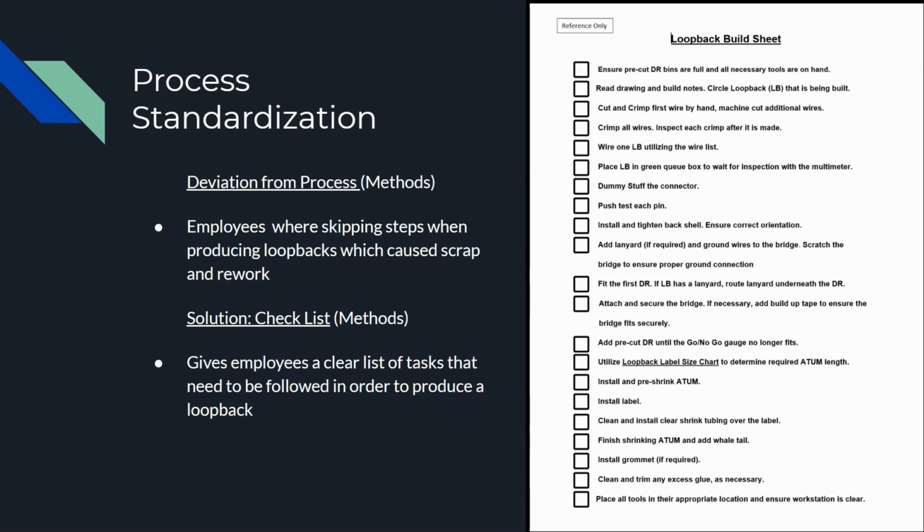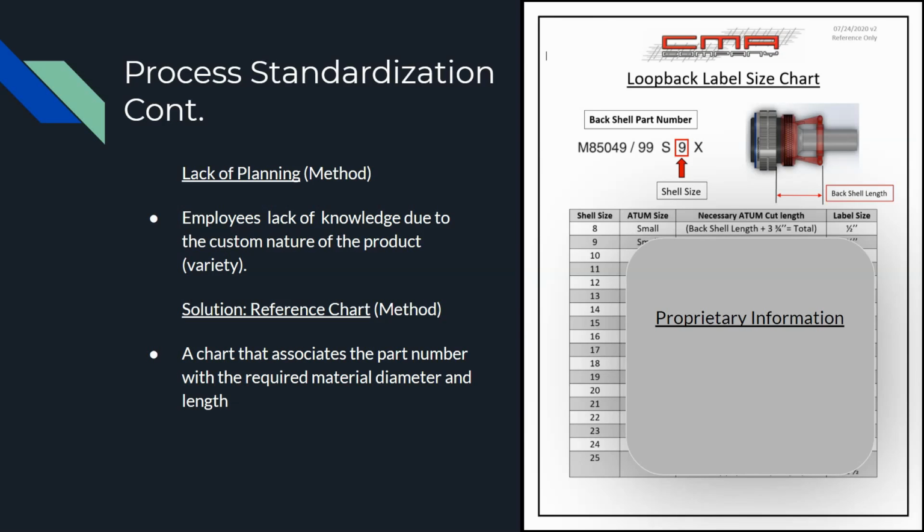After observing and documenting the process in detail, this checklist was formed to ensure that steps are not missed or skipped. To combat the lack of planning, a chart was created that removes the guesswork for the employee. There is a correlation with the part number and the length of material that needs to be cut. This allows employees to determine the length of the material that needs to be cut since each loopback is different. This allows a new employee and a seasoned employee to produce the same product. I cannot show the whole chart as the owner has requested that we keep this information proprietary.